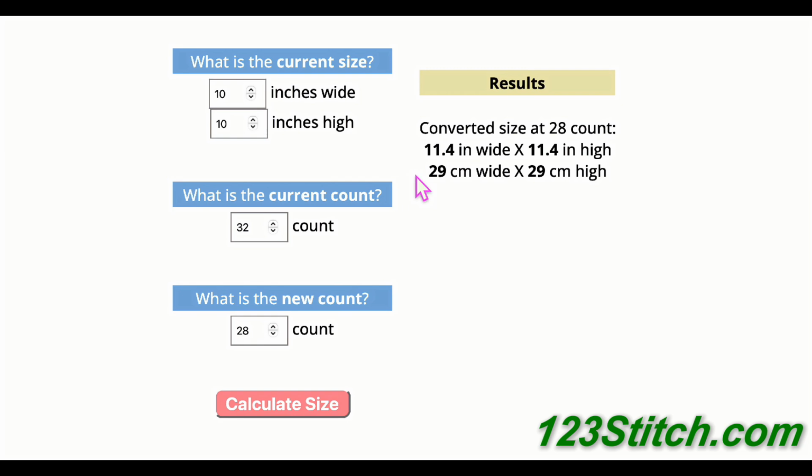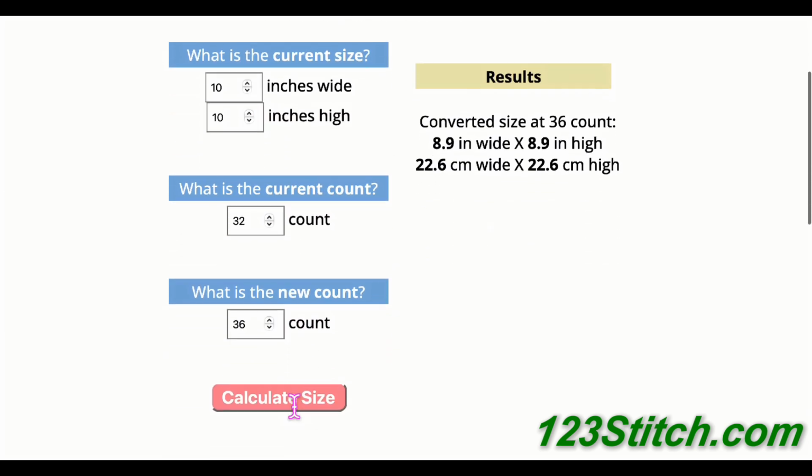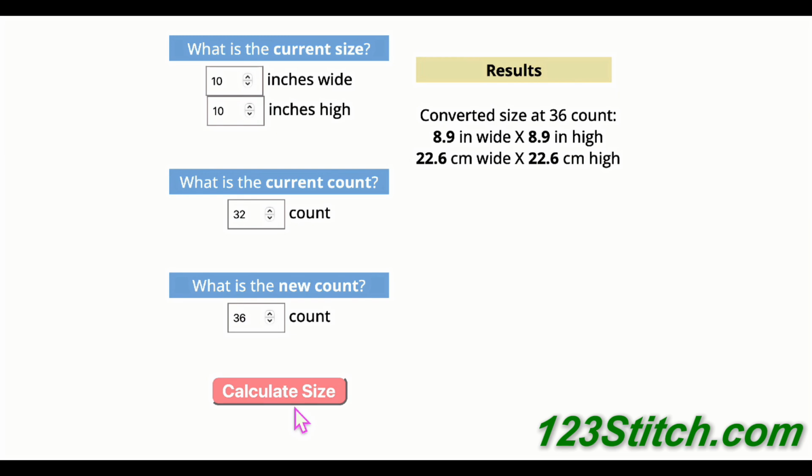What if that's too big? I actually want to go smaller. We're going to change that up. We're going to keep the current size 10 by 10 on a 32 count fabric, but now I'm going to see what size it is on a 36 count fabric. So here I'm going to put 36 and then calculate size. So now I can see that my converted size is 8.9 inches wide by 8.9 inches high. So you can see that by playing around with fabric count, you can change the design size a little bit.